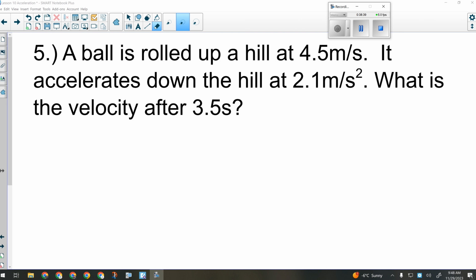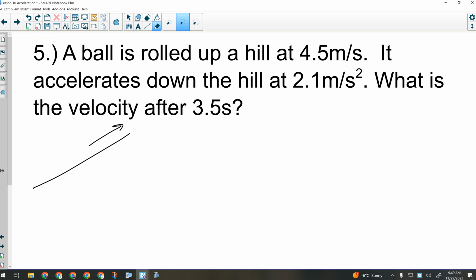Okay, all right. So what I would do with this question says a ball is rolled up a hill at 4.5 meters per second, but it's accelerating down the hill at 2.1 meters per second squared. So what I do right away is I say, okay, vectors are involved in this question. I have opposite vectors, so I'm going to define up the hill as positive, and I'm going to define down the hill as negative. Okay?